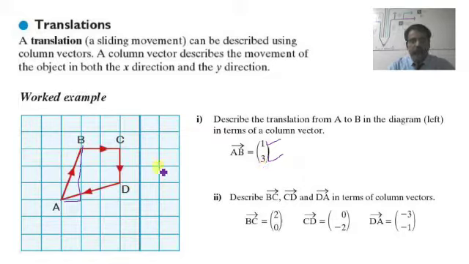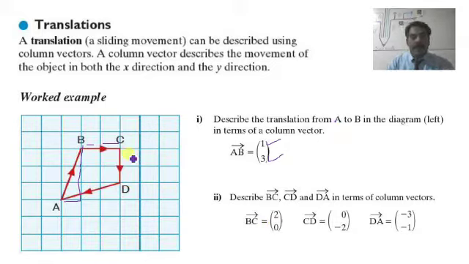Now if you want to describe vector BC, we can see that the vector BC is only sliding on the x axis. There is no vertical movement shown by vector BC. That is why the value of y axis will become 0 while it is moving 2 units to the right hand side. So we can say that vector BC equals 2, 0. That is, 2 and 0 is the column vector.